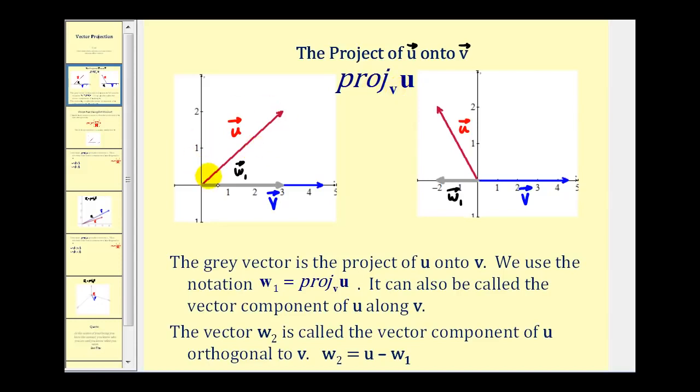Looking at the graph here on the left, we're projecting the red vector u onto the blue vector v, and the projection is the gray vector, which we call vector w sub 1. So to emphasize this, the projection of the red vector onto the blue vector is this gray vector here. One way to think of a projection of one vector onto another is if we were to have a light up here and it was shining down on the red vector, the projection of u onto v would be the shadow that this light produces.